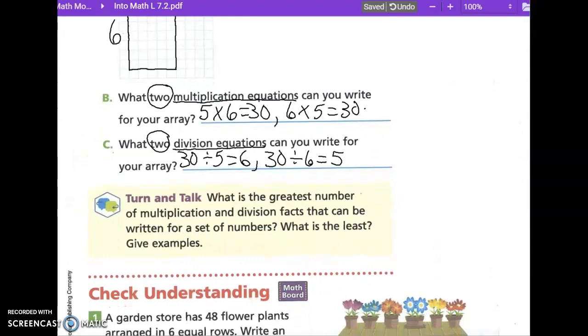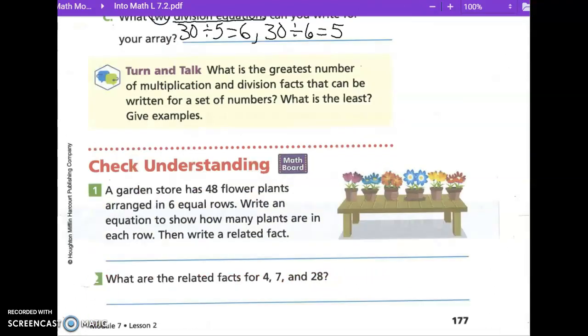If you're behind at home, please stop your recording. All right, here's to check your understanding. Let's go through it. Let's read this and then we'll go back through with our questions. A garden store has 48 flower plants arranged in 6 equal rows. Write an equation to show how many plants are in each row, then write a related fact.